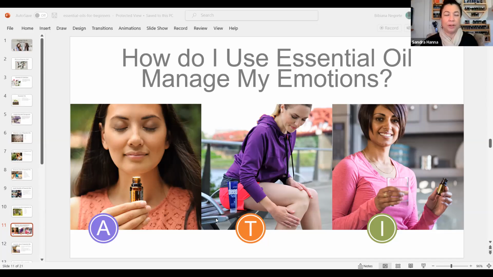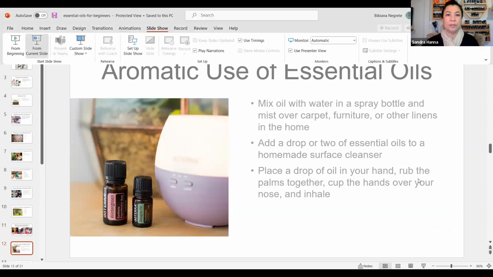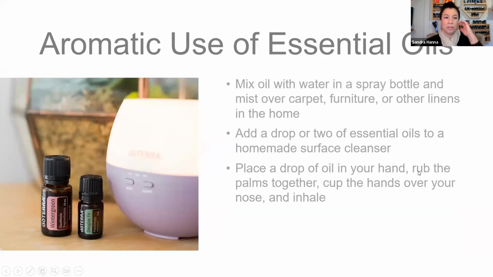And here. Okay, so how do you use them? Let me go back to search. Okay, so we talked about aromatic use. You can do it in the diffuser, mix the oil with the water. Oh yes, you can also do a blend for your carpets. I usually use, I think it's baking soda, and I mix the oil in it, whatever oils I like the most, and I put it on my carpet as well as my furniture, and then I use the vacuum.